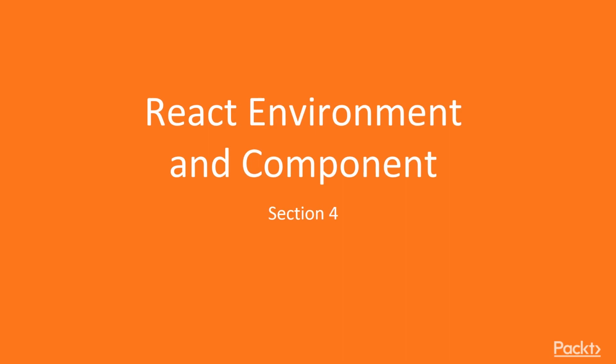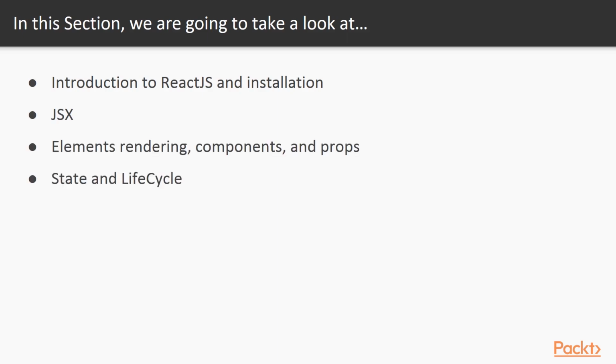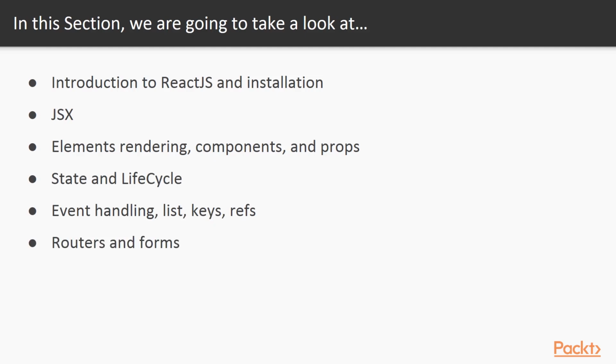Hello and welcome to React Environment and Component section 4. In this section we are going to take a look at what React.js is and how you can install it, what JSX is, how you render elements, components, what properties are, what state and life cycle are, and how you handle events, what lists, collections, keys, routers and forms are.